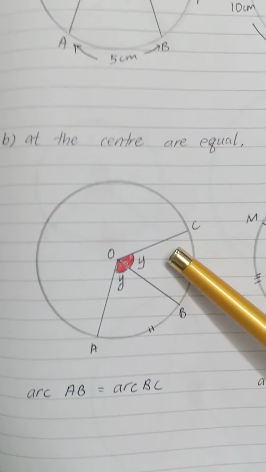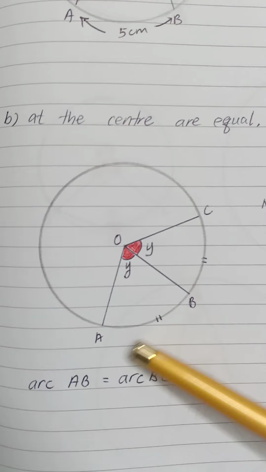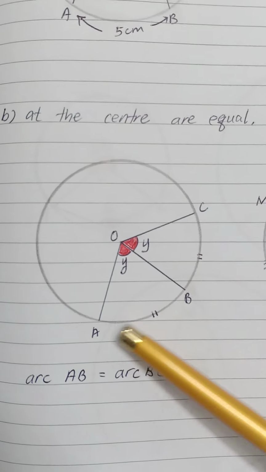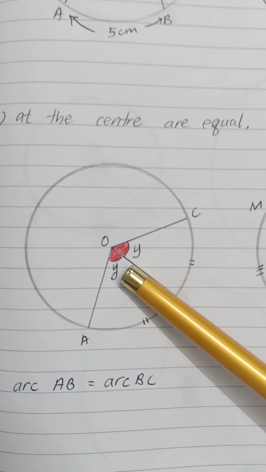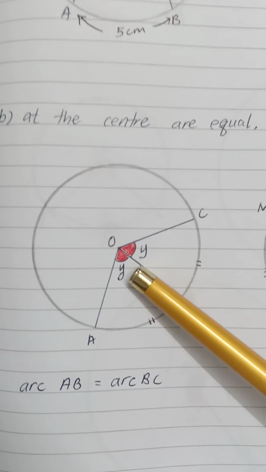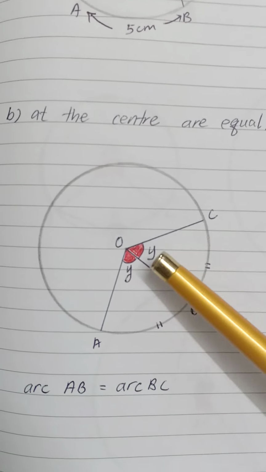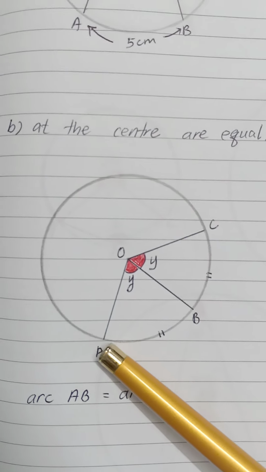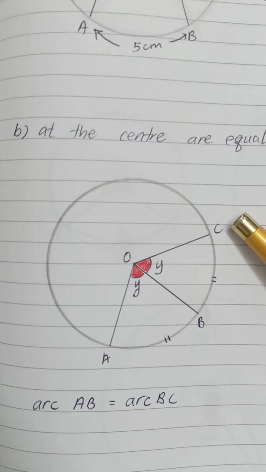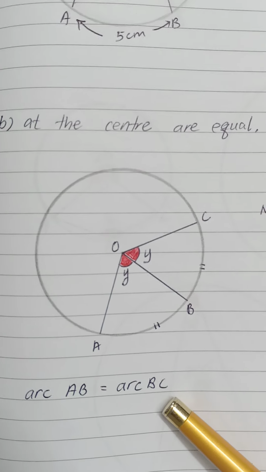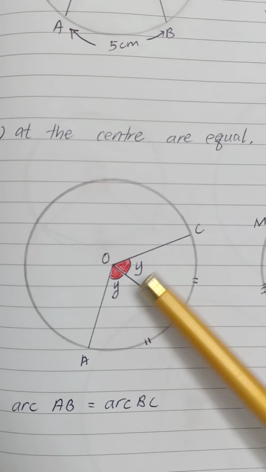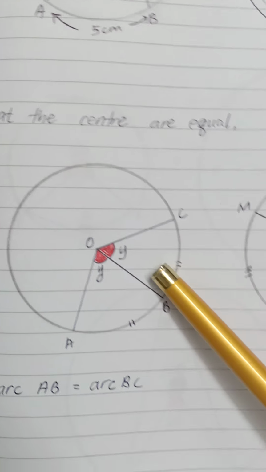So the angle at the center would be equal if the arc length is the same. Let's say AB is the same length as BC, therefore the angle produced at the center would be the same. So this is Y and this is Y, because AB is equal to BC. Okay, take note, arc AB is equal to arc BC. Therefore, angle Y and here angle Y, they are both the same.